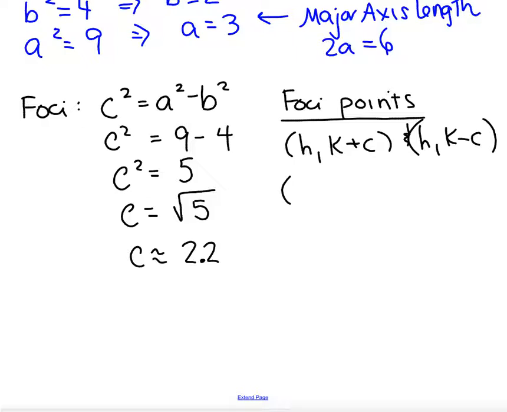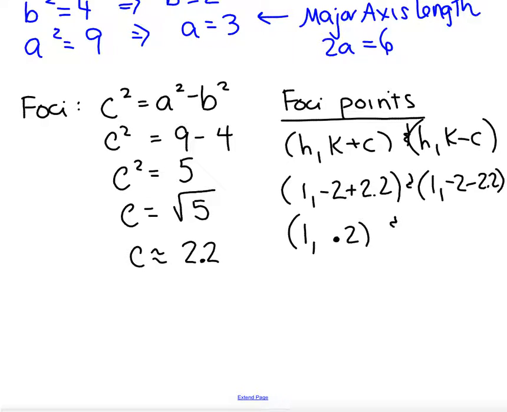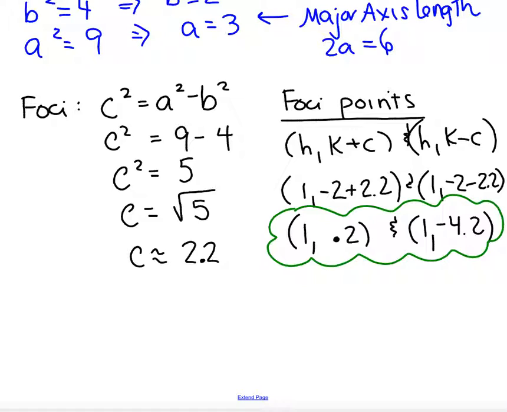So our h from our center was 1. Our k from our center was negative 2, so negative 2 plus 2.2, and 1 comma negative 2 minus 2.2. So negative 2 plus 2.2 is 0.2, and negative 2 minus 2.2 is negative 4.2. So these 2 points will be our foci. So let's go out and graph those. They should be a distance of c from the center. The distance of c is 2.2.